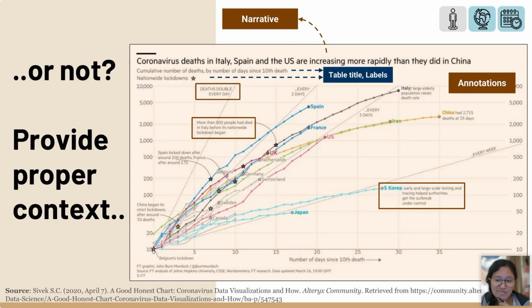But through the different elements accompanying the graph, first, we can see the narrative at the top that summarizes the key message, the table title and the label, which describes what data is presented, plus the annotations, which detail important information to consider. Given all of these, we are able to get the message of the visualization, which is to show how fast the number of COVID-19 deaths are increasing in different countries. Based on the annotation in the graph, we can see that the faster the rate of increase, the steeper the lines are.